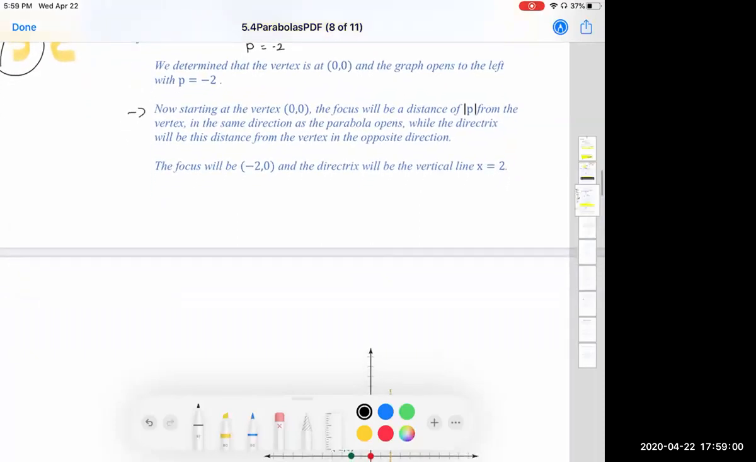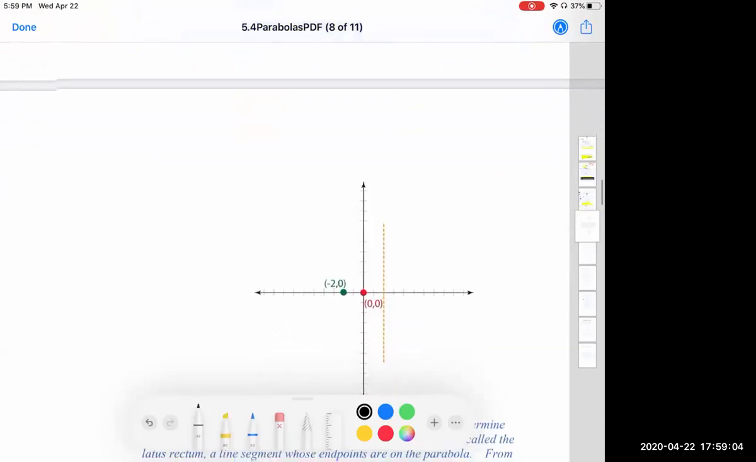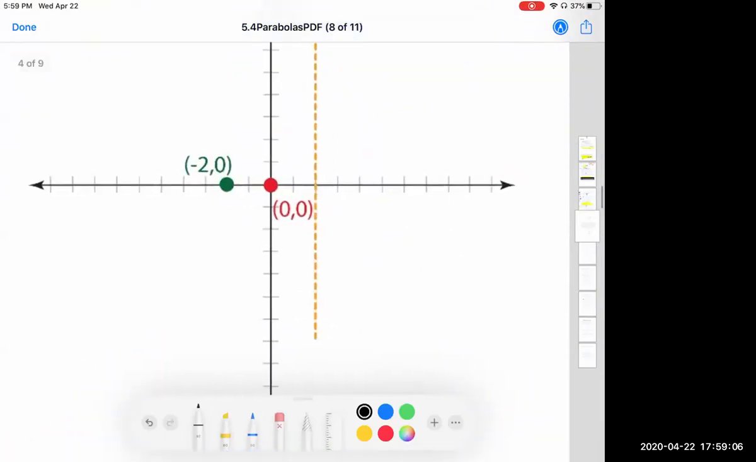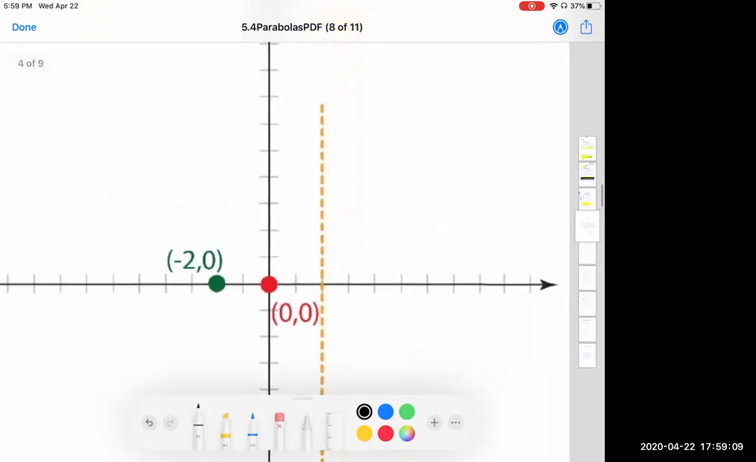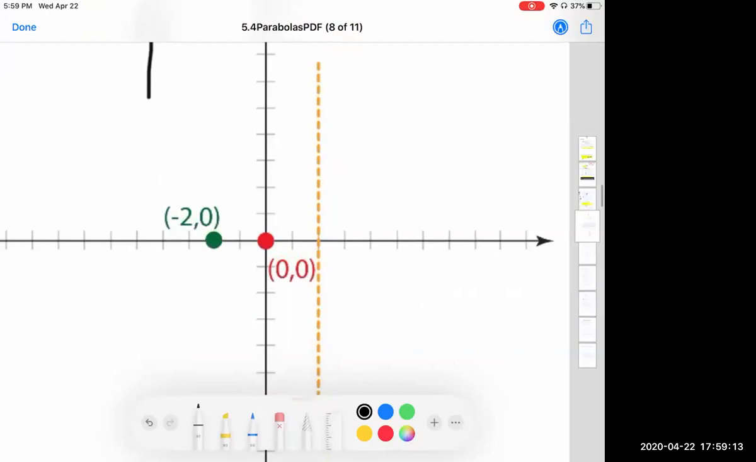While the directrix will be the distance from the vertex opposite that direction. Okay, so we have to plot these important figures. And I always get lost here because I'm like, okay, I know my center. We have our center in red. I have my center graphed, but how do I find those other points? In which way do they go again?